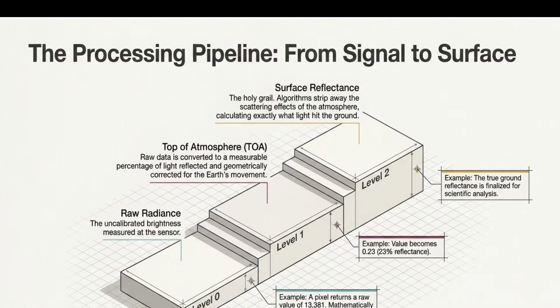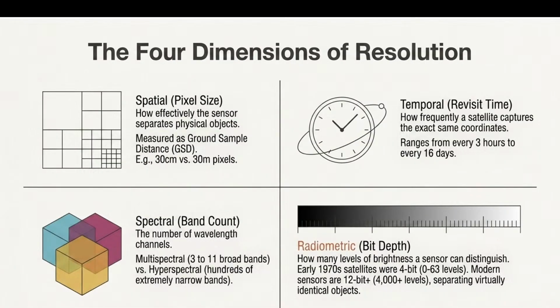This type of satellite means we can easily identify things. So surface reflectance, then top of atmosphere reflectance, then raw image or raw radiance. We also use this type of thing. And this is the fourth dimension of resolution.